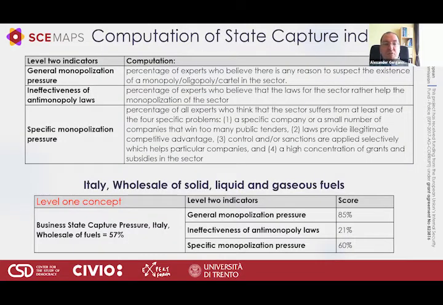So let's say we want to compute the business state capture main level 1 indicator. We have 3 level 2 indicators, and these are general monopolization, which is the percentage of experts who believe there is any reason to suspect the existence of a monopoly, oligopoly, cartel in the sector. So you can see below that 85% of the experts marked that there are such reasons. So the score for this indicator is 85.